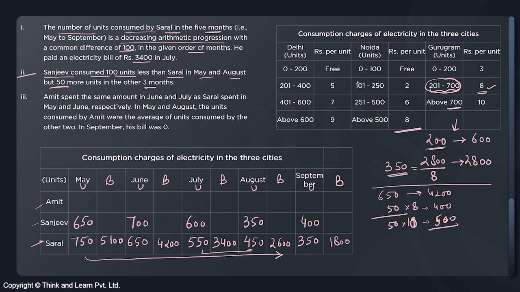Now, according to this data, in Noida, first 100 units are free. The next 150 units are charged at 2 per unit. So 150 into 2 gives me 300 as the cost for the next 150. So first 100 are free. Next 150 has a charge of 300. So that means for first 250 units, the charge is 300. Now the next all units up to 500 would be charged 6 per unit, right?